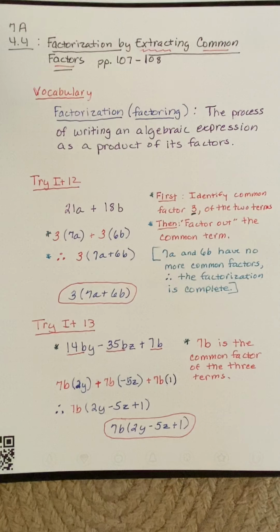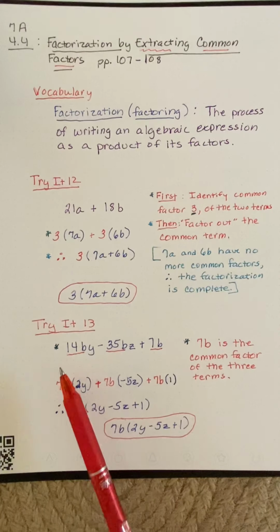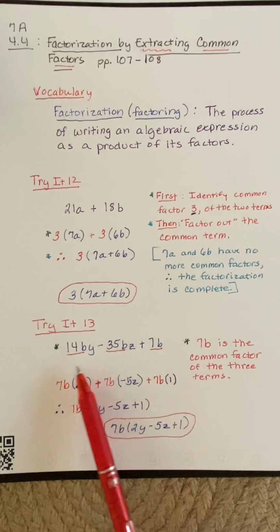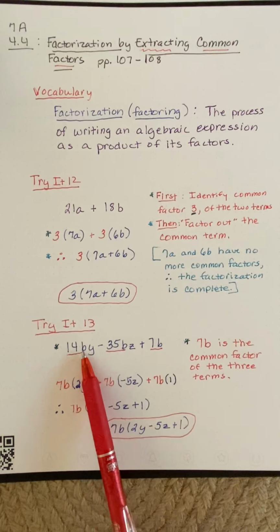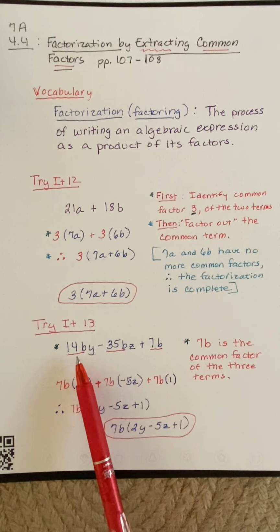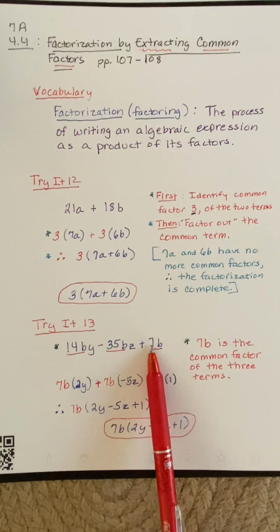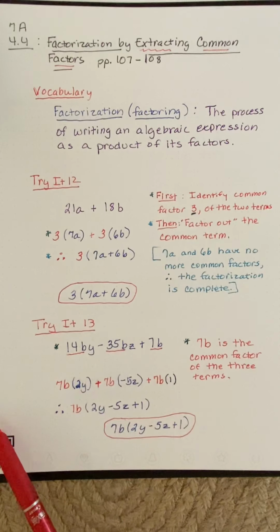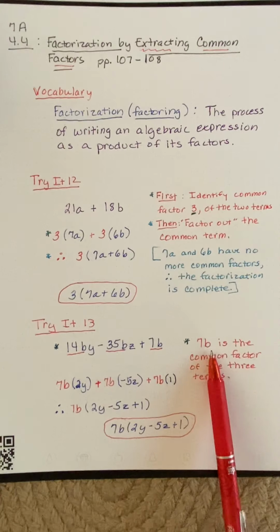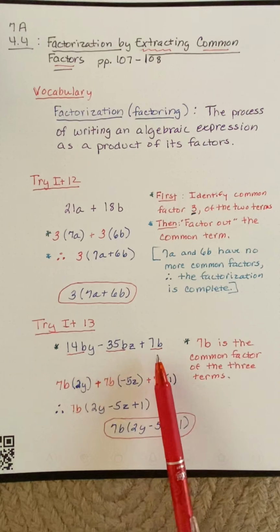Going on to Try It number 13. Now we have 3 terms to work with in this problem: 14by minus 35bz plus 7b. I underlined the items here, and I included the b because b is common to all 3 of them, so I can take that one out. Then it's just deciding the common factor of 14, 35, and 7. And of course, I can take a 7 out of each of those. So 7b is the common factor of these 3 terms.